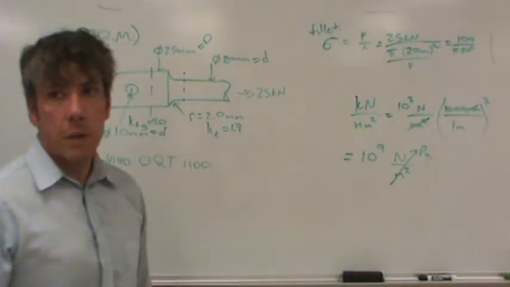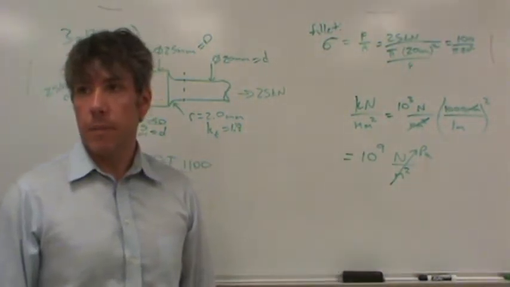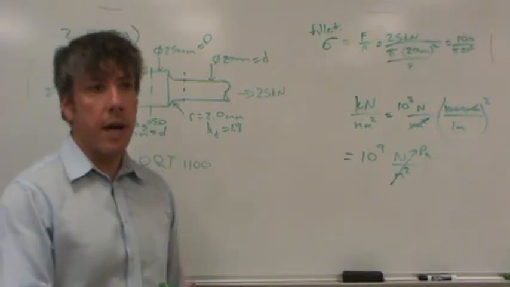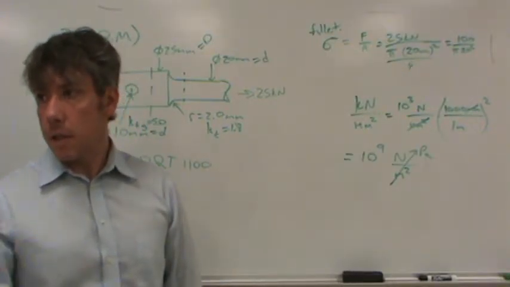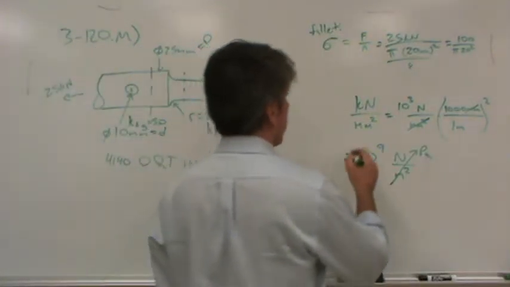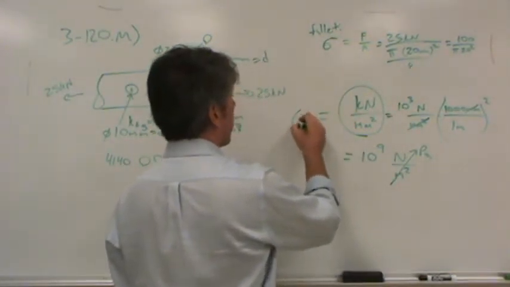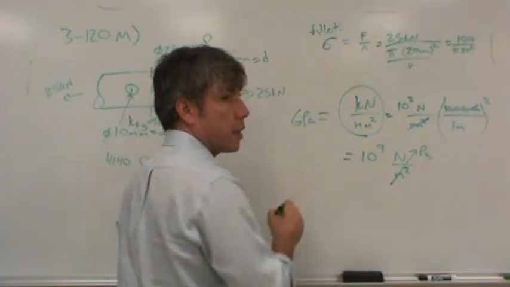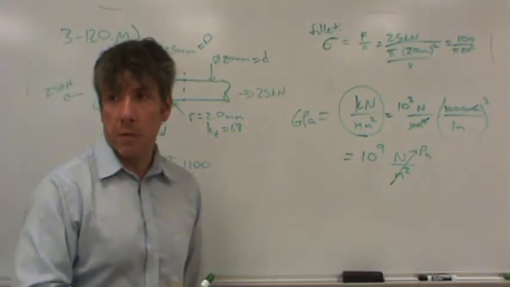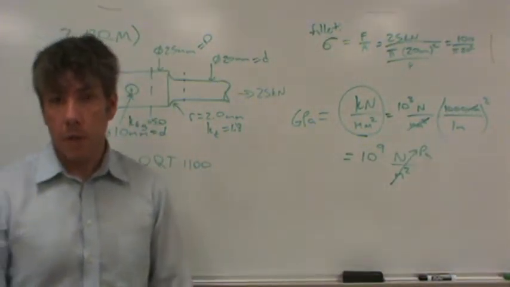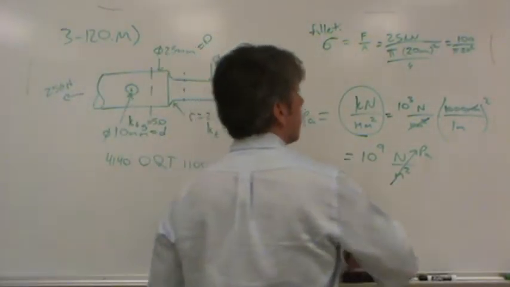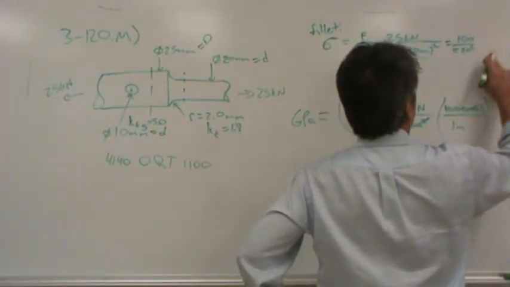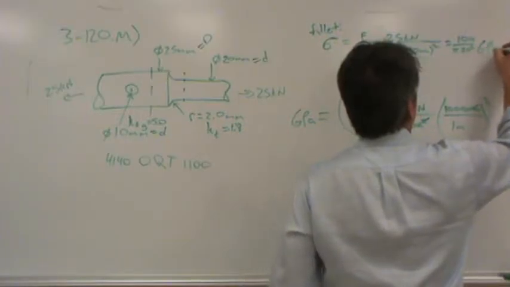What would we call 10 to the 9th pascals? Well, kilo is 1,000, mega is 1,000,000, giga is 10 to the 9th. So this is the same thing as a gigapascal. That's something worth committing to memory for this class: a kilonewton per millimeter squared is a gigapascal. So the point here is that we end up with gigapascals.